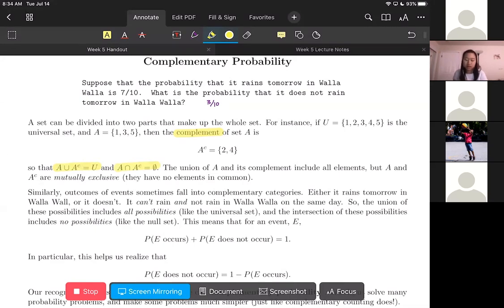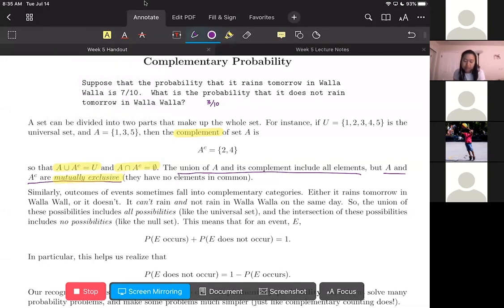Another way to say this is that when we union A and its complement, we get all the elements. And then if we intersect them, they have no intersection, so they're mutually exclusive. That's a term you might see. Mutually exclusive means they have no elements in common.